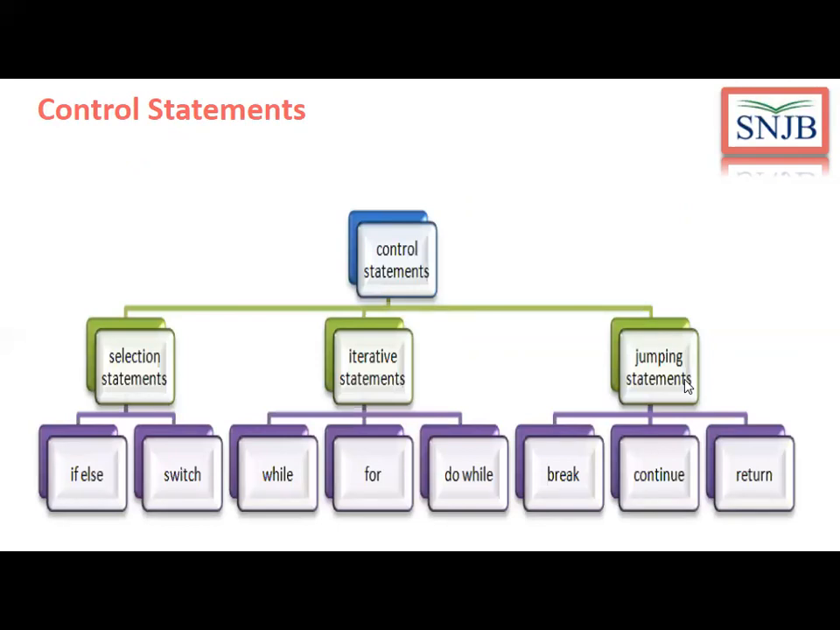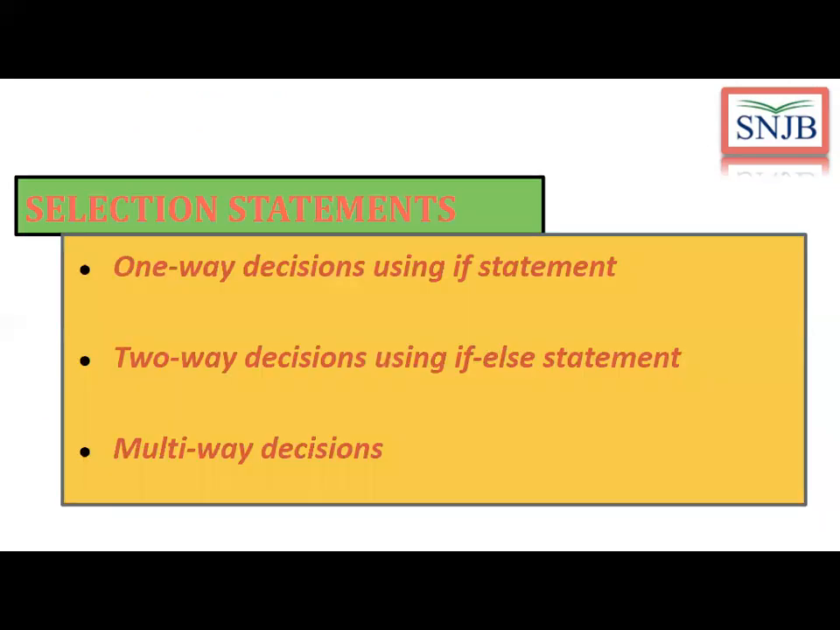Now, this is the diagrammatic representation of control statements, in which we can see there are three subtypes: selection statements, iterative statements, and jumping statements. Selection statements include if, else, and switch, while the iterative statements include the while, for, and do while loops. Jumping statements include break, continue, return, and goto. Okay. Now, what are selection statements actually?